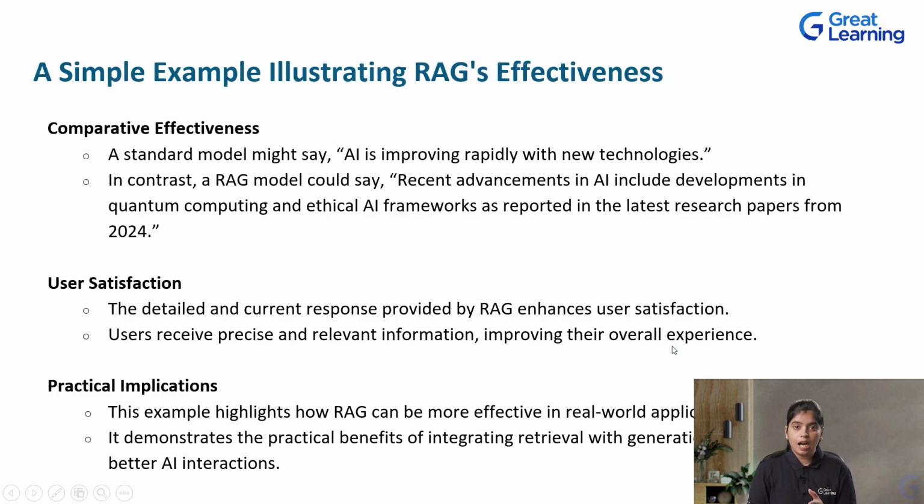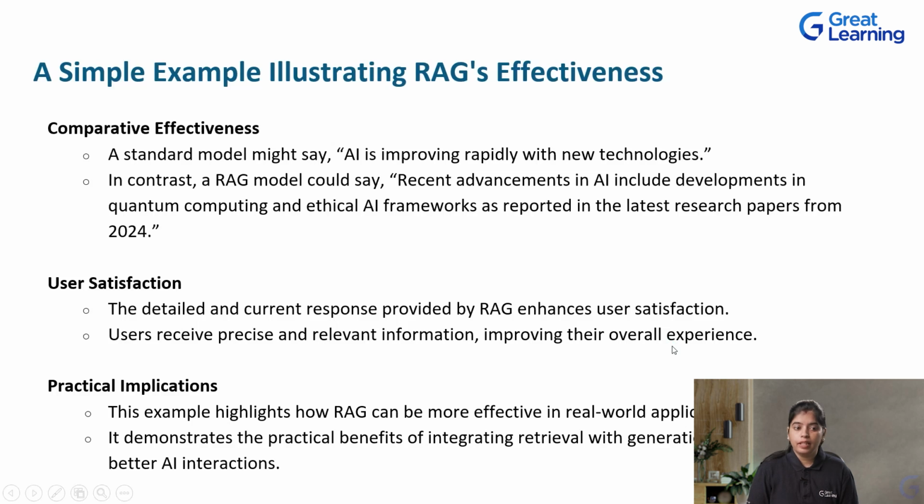If I see the outcome through the standard model and the outcome we are having right now through the RAG model, the second one is more satisfactory, right? We are understanding properly here what the recent advancements in AI are, right? So this satisfaction should be there for the users, and users receive precise and relevant information, correct information, reliable information, up-to-date information, which improves their overall experience.